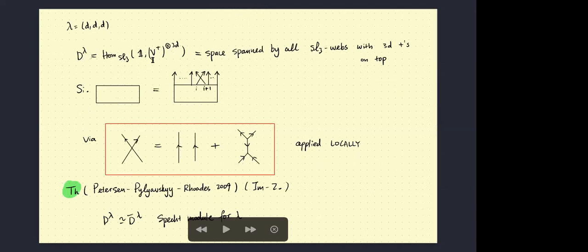So just as before, I can form the space of invariants that gives me a module for the symmetric group. And the action is putting a braid or a crossing on the top. Now, the relation for SL3 is the following. And now you do need to keep track of the orientation. Okay. So the result by Peterson, Pilyavsky, and Rhodes, which we also proved independently, is that this construction gives you the Specht module for this partition. So everything still works in the case of SL3 webs.